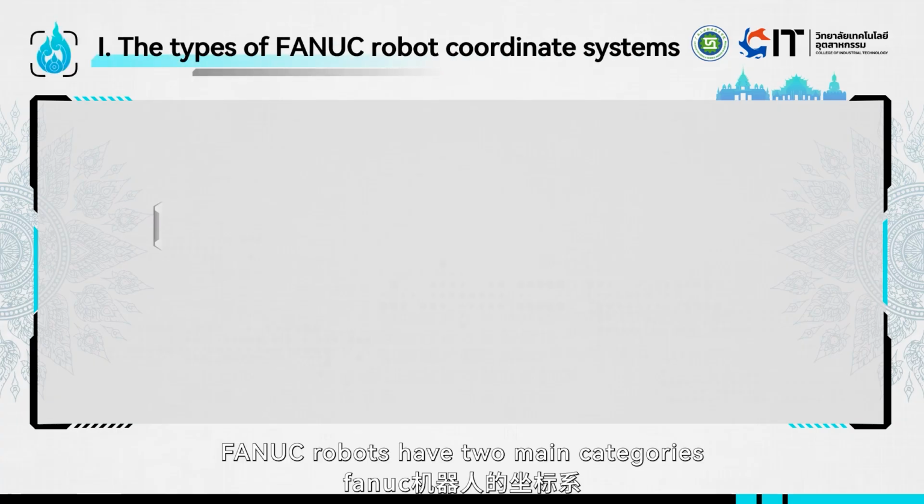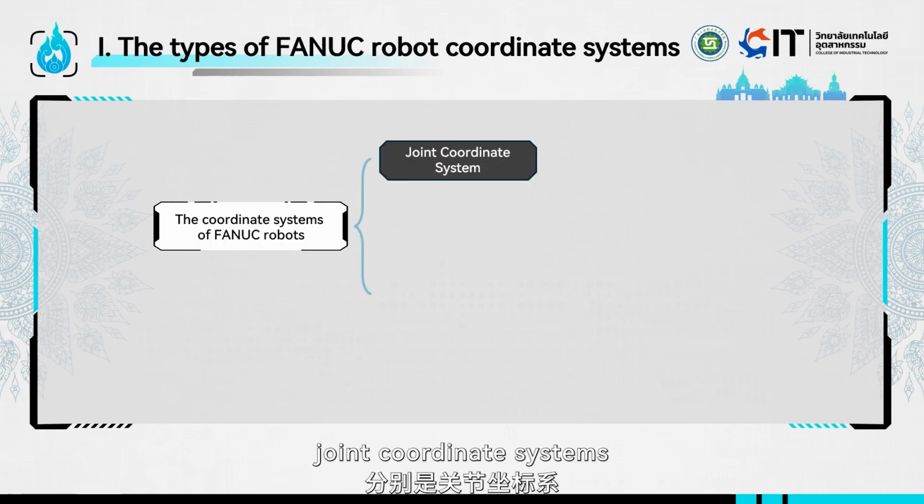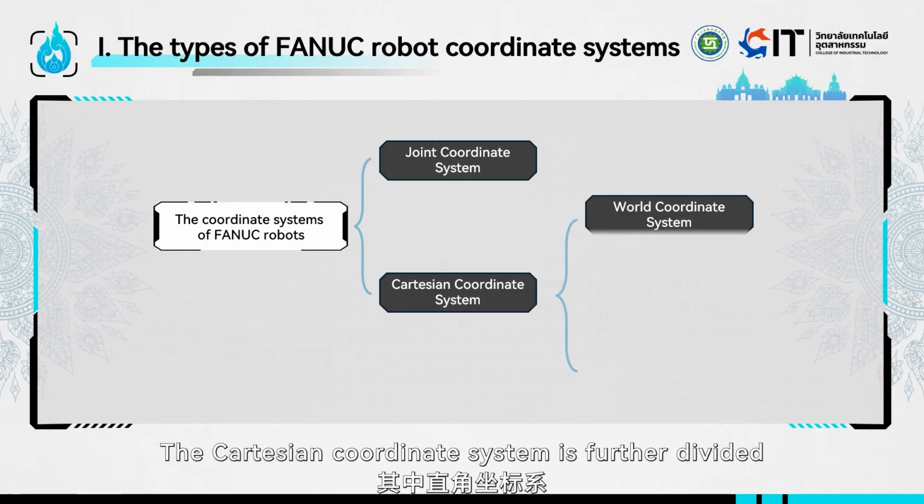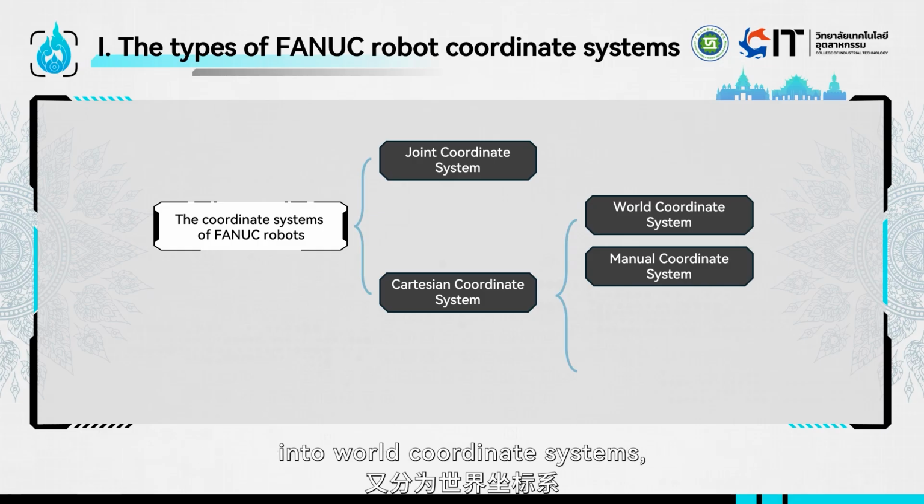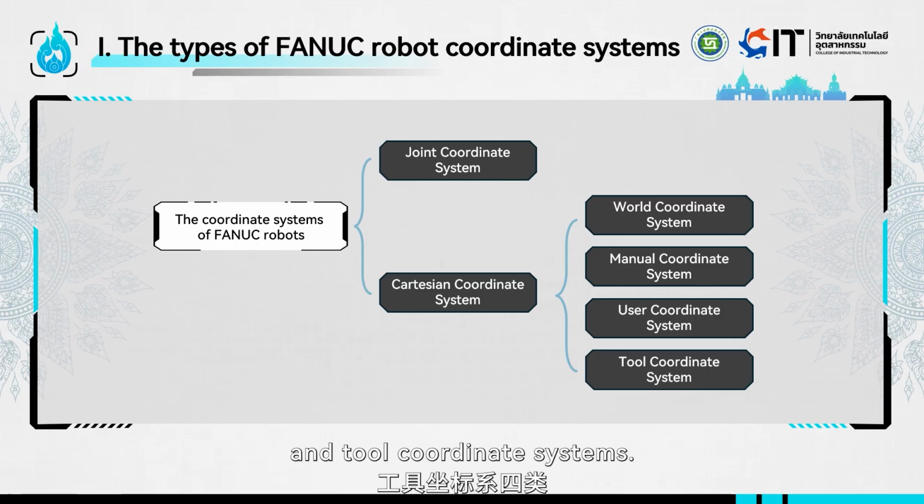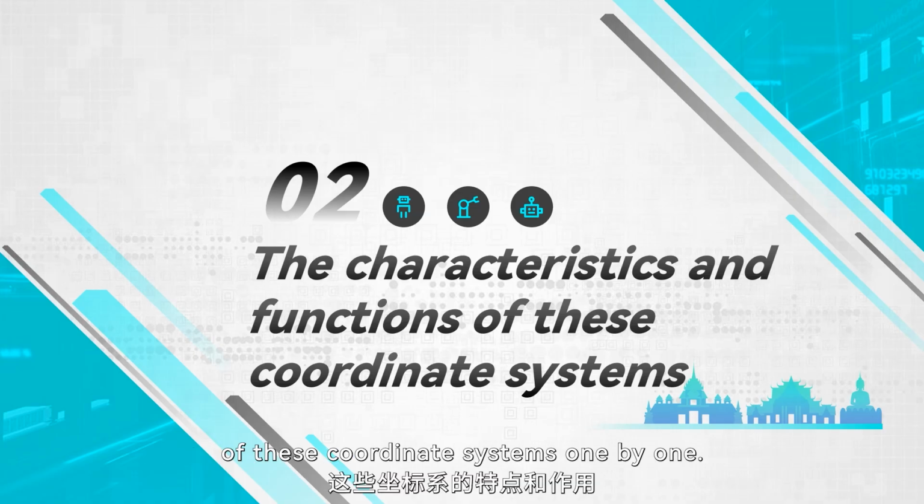FANUC robots have two main categories of coordinate systems: joint coordinate systems and Cartesian coordinate systems. The Cartesian coordinate system is further divided into world coordinate systems, manual coordinate systems, user coordinate systems, and tool coordinate systems. Next, let's introduce the characteristics and functions of these coordinate systems one by one.